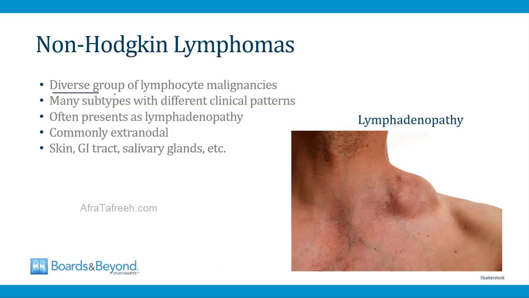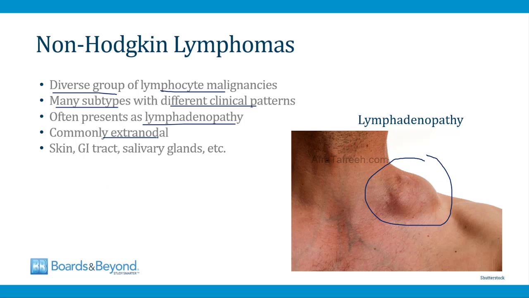Non-Hodgkin lymphomas are a diverse group of lymphocyte malignancies, and as we'll see later in this video, there are many different subtypes with different clinical patterns. Often non-Hodgkin lymphomas present as lymphadenopathy and an enlarged lymph node like shown in this picture, but you should be aware that non-Hodgkin lymphomas also commonly develop in extranodal locations. This means outside the lymph nodes, so in locations like the skin, the GI tract, or the salivary glands. It's uncommon for Hodgkin lymphoma to have extranodal disease, but it's common for non-Hodgkin lymphoma to do this.